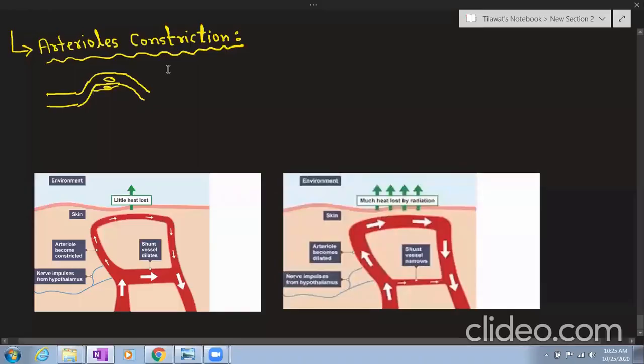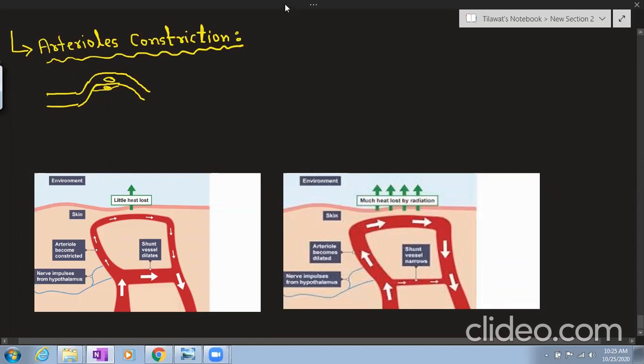The topic of discussion is arteriole constriction and shunt vessel. Through this arteriole constriction, blood is regulated to different parts of our body by the constriction and relaxation of the arteriole.